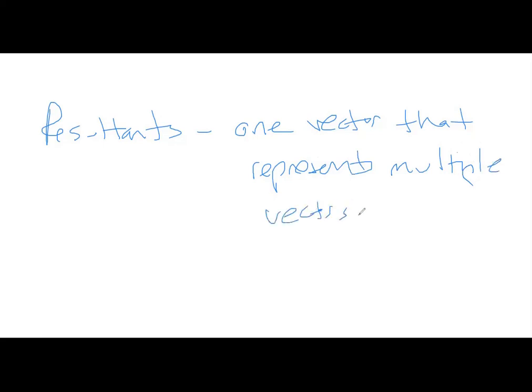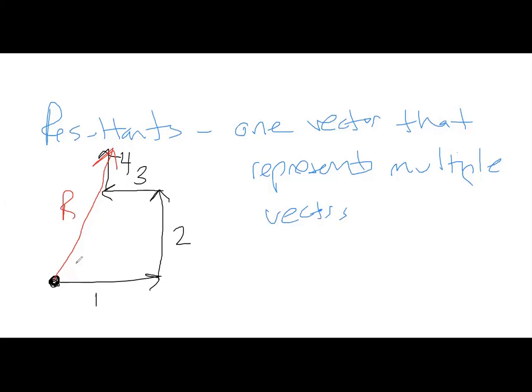So a resultant is going to, let's just say, if we walk east, and then we walk north, and then we walk west, and then we walk north again, those are all of our individual vectors. So we'd have 1, 2, 3, 4 individual vectors. Our resultant is going to go from start to finish. That's R, and that's in our first quadrant. So it's angle theta. So a resultant is one vector that represents multiple vectors.